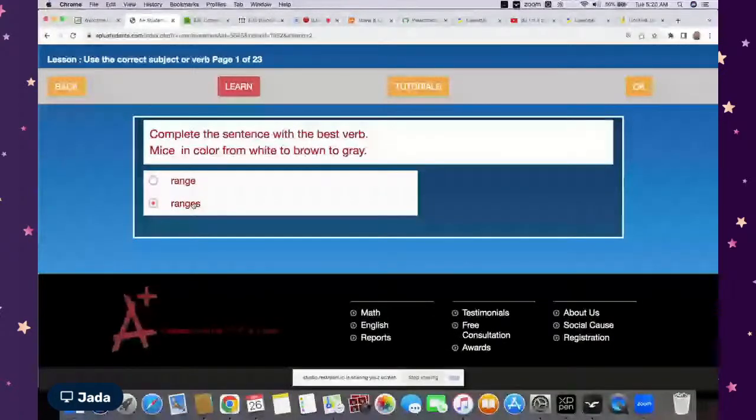Hi guys, what are you doing on the chat? Send in your answer. Is it the first or the second? Mice dash in color from white to brown to gray.